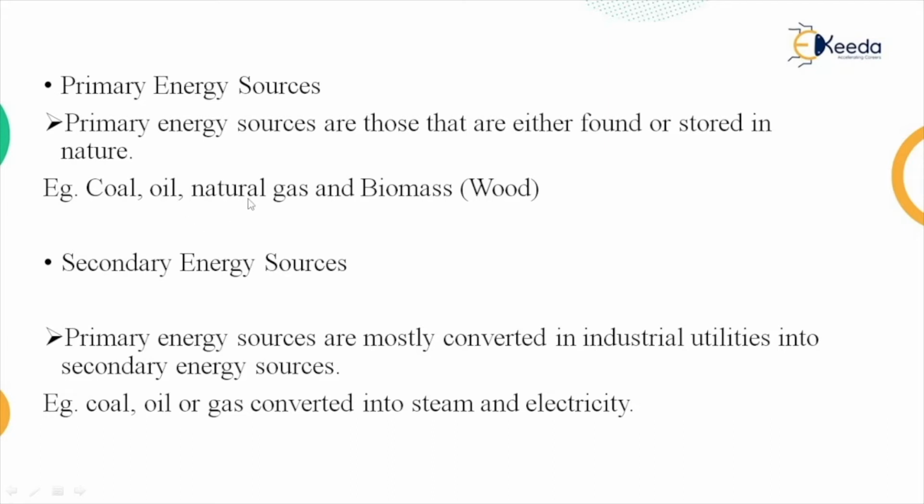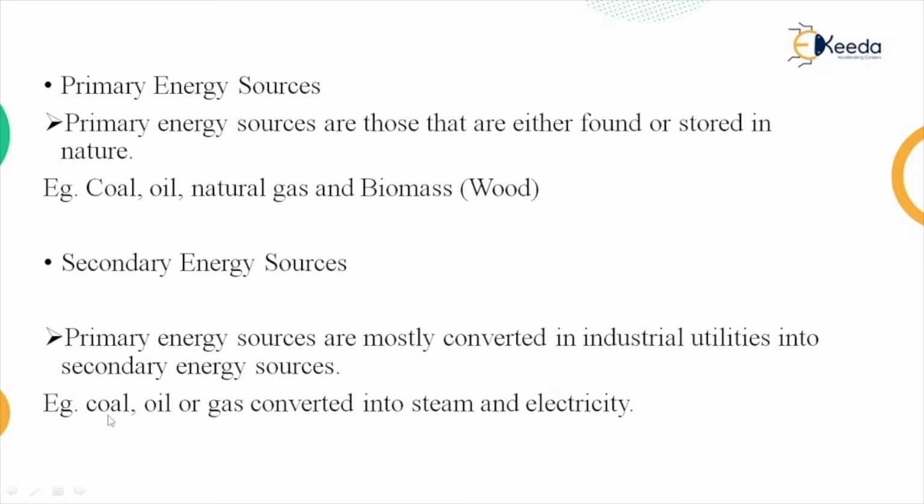So after conversion, the energy we get is called the secondary energy. Again, the example is coal, oil, gas converted into steam and electricity. So here steam and electricity are nothing but the secondary energy. Primary is obtained from nature, and secondary is what we get when the primary is converted in industrial utilities.